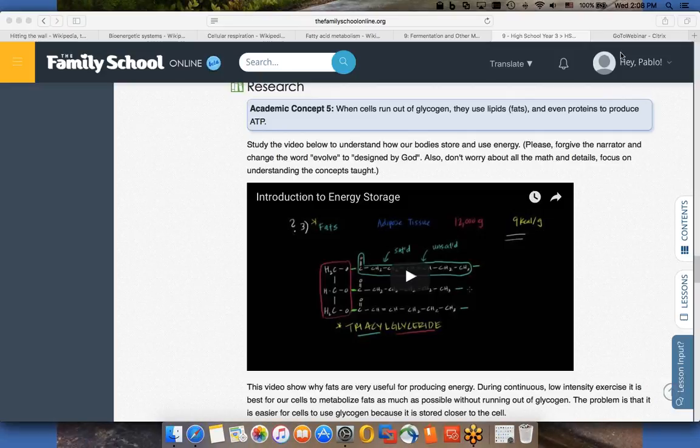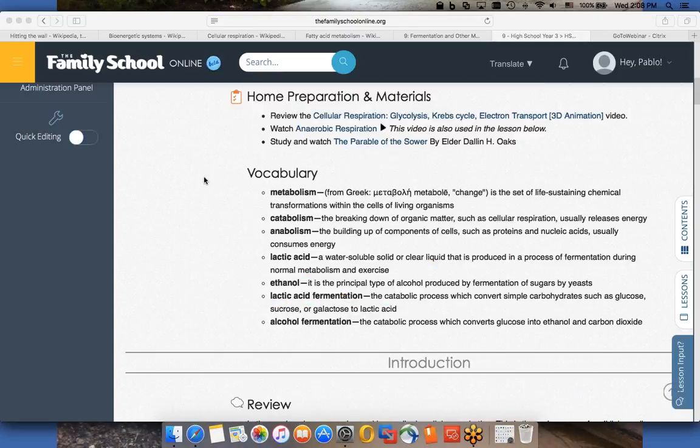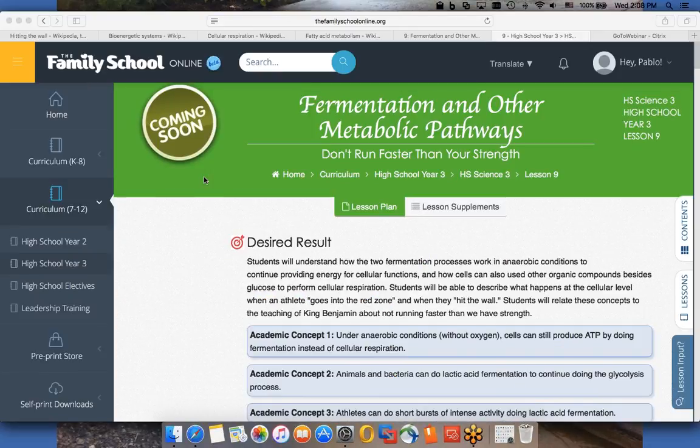Lesson number 9 on year 3 of science. We are going to talk today about cellular fermentation and other metabolic pathways. Okay, so let's get going on to that.